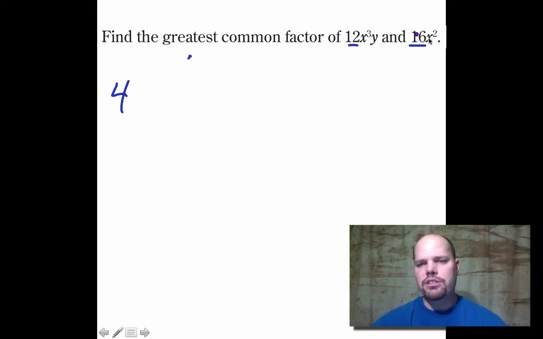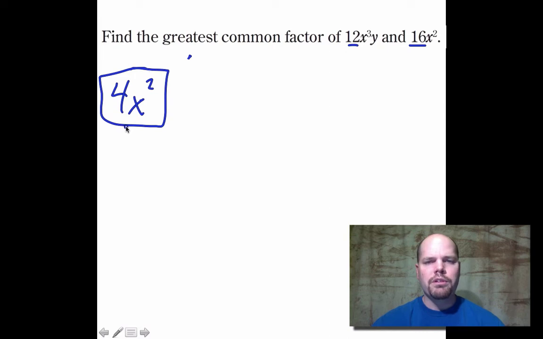Okay, between x cubed and x squared, its greatest common factor would be x squared. We can't use x cubed because x squared doesn't have a factor of x cubed. Okay, and then this one has a y, but this one does not have a y, so it's not a common factor at all. So 4x squared would be the greatest common factor, rather than listing out every single one like we did on the last screen and listing out all the factors of 49x cubed.